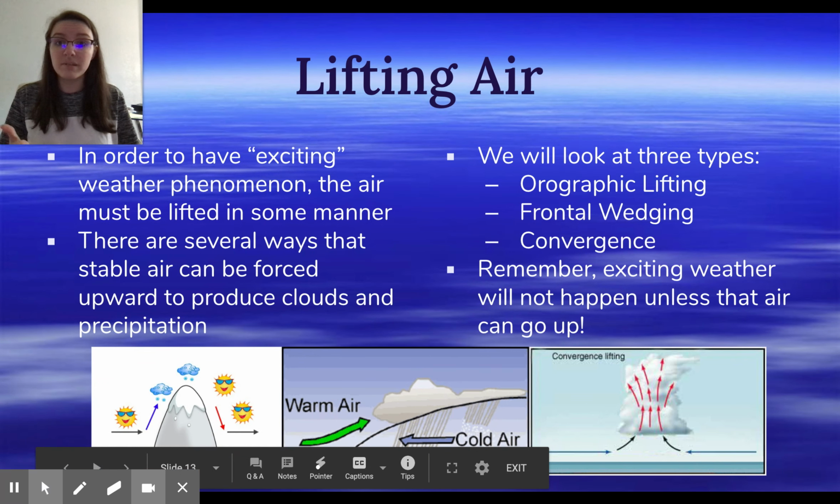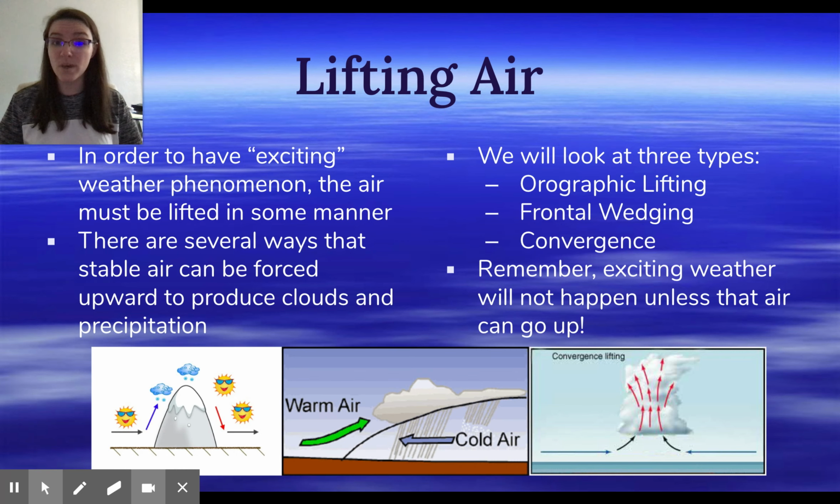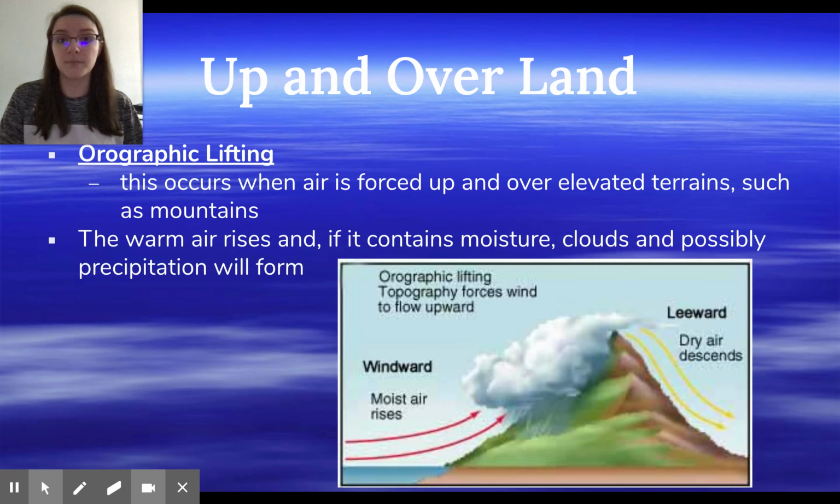Lastly, you need to be familiar with how we get exciting weather phenomena. You need the air to be lifted in some way. There are a couple of different ways that stable air can be forced upward to make exciting clouds and precipitation. We are going to talk about 3 different types: orographic lifting, frontal wedging, and convergence. Next week we're going to talk more about clouds, precipitation, warm and cold fronts, and then we're going to start to get more into what's going on exactly with this exciting severe weather.